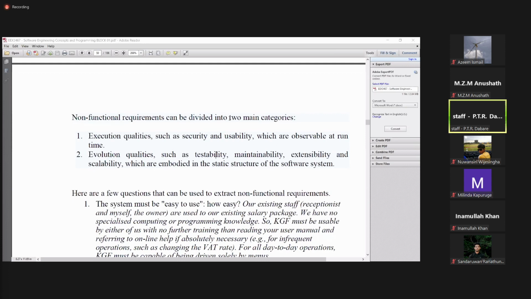Okay, non-functional requirements can be divided into two main categories. Execution qualities such as security and usability, which are observable at runtime. Evaluation qualities such as testability, maintainability, extensibility, scalability, which are embodied in the static structure of the software system.